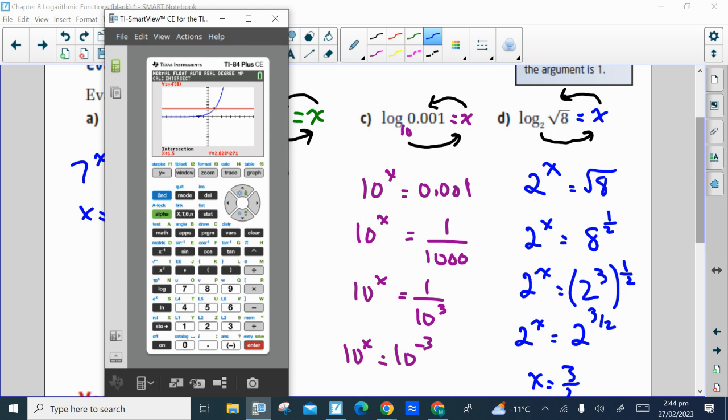And it is. So you could check this on a graphing calculator, but you would first have to write the equivalent exponential function. Okay? You first have to do that.